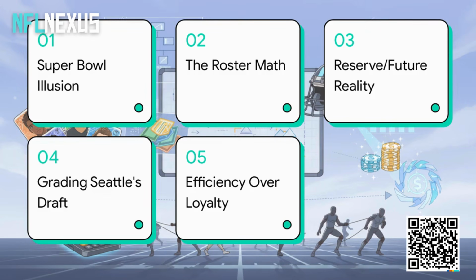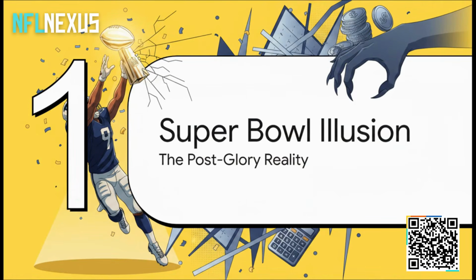To really anchor these concepts and make them concrete, we're going to use the recent release of veteran running back Cam Akers by the Seattle Seahawks as our primary case study. It is a perfect, albeit completely brutal, real-world example of exactly how the modern NFL operates. All right, let's kick things off with Section 1, the Super Bowl illusion.